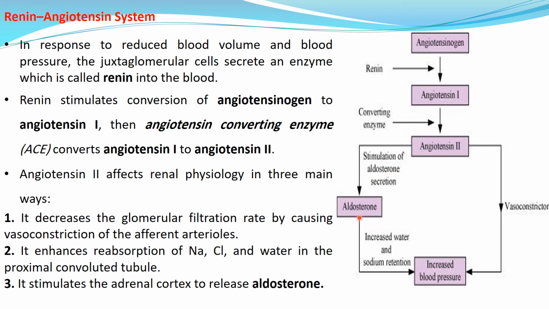Aldosterone increases water and sodium retention, so it increases the reabsorption of sodium and water back into the circulatory system. And when you have increased reabsorption of water and sodium back into the circulatory system, this leads to an increase in the amount of blood, and the reduced blood volume and hypotension can be returned back to its normal situation.